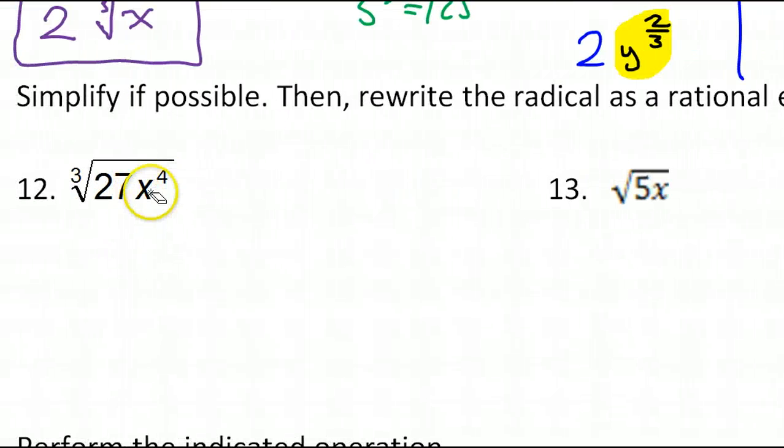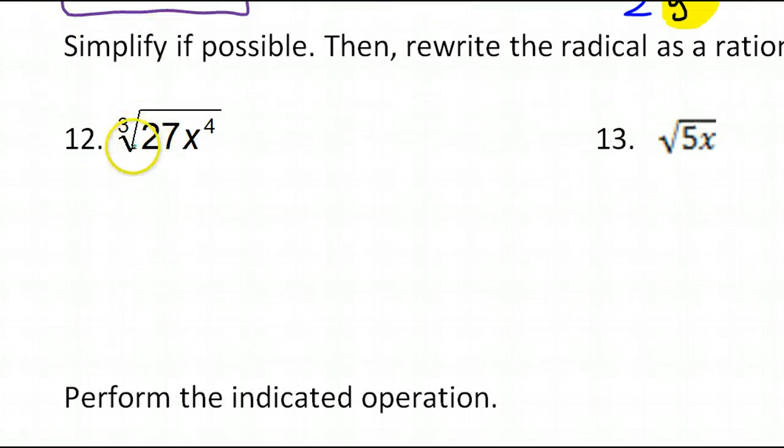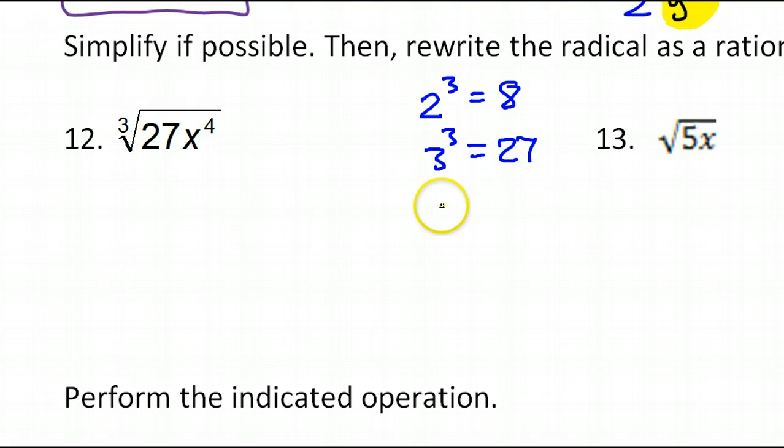Now, I feel like I'm seeing something new that we really haven't talked about before, so we need to talk about that. Okay, when you look at the cube root of 27x to the 4th power, I'm hoping you're noticing right away that 27 is a perfect cube. Remember, because 2 to the 3rd power is 8, 3 to the 3rd power is 27, and I'll just put one more, 4 to the 3rd power is 64, and so on. These are all perfect cubes.